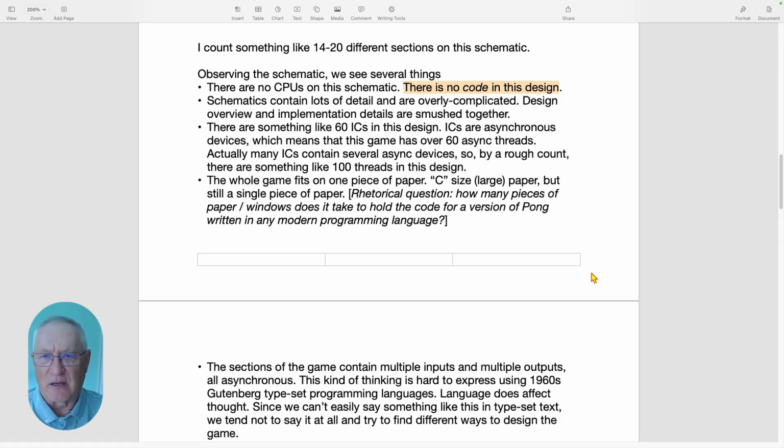Observations about the schematic. There is no code in this design. The schematic is a wall of detail. There's way too much information on the schematic. I count something like 100 threads in this design. The whole game fits on one piece of paper.